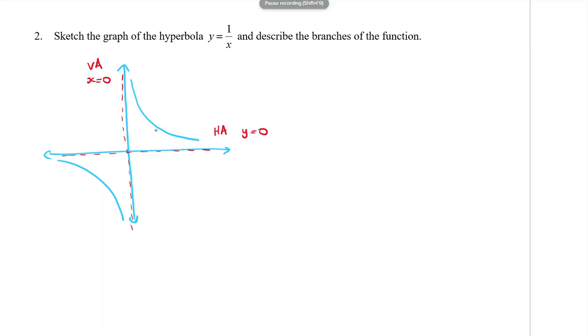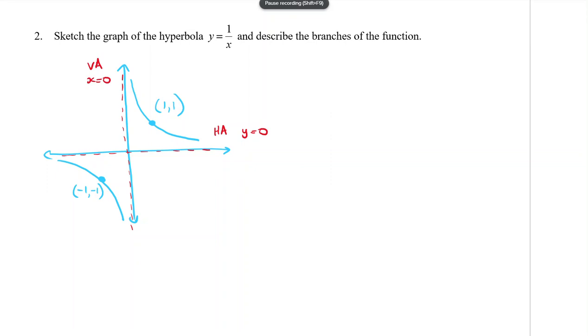And if I'm being good, then I would also include a point on my hyperbola to show that I know how to work out the steepness. So if I subbed in that x is equal to 1, I would get y is equal to 1, which is the point (1, 1). And likewise, if I subbed in -1, I would get -1. So (-1, -1) for a point on the other half of that hyperbola. Okay, so now that we have the sketch, we want to describe the branches.